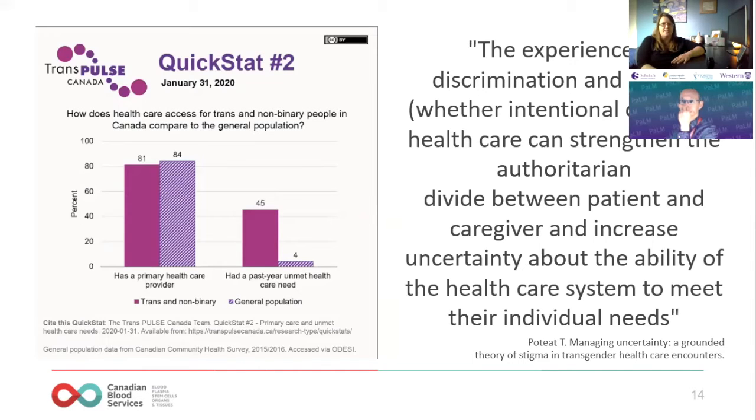And so it's been argued in the literature that a main driver for these differences in healthcare access between trans and cisgender people is stigma, underlying bias and discrimination. So as healthcare providers, it's really important for us to become aware of these sources of bias and stigma because the experience of stigma, whether intentional or not, in the healthcare system can really strengthen the authoritarian divide between the patient and the caregiver, and it can increase the uncertainty about the ability of the healthcare system to meet individual needs.